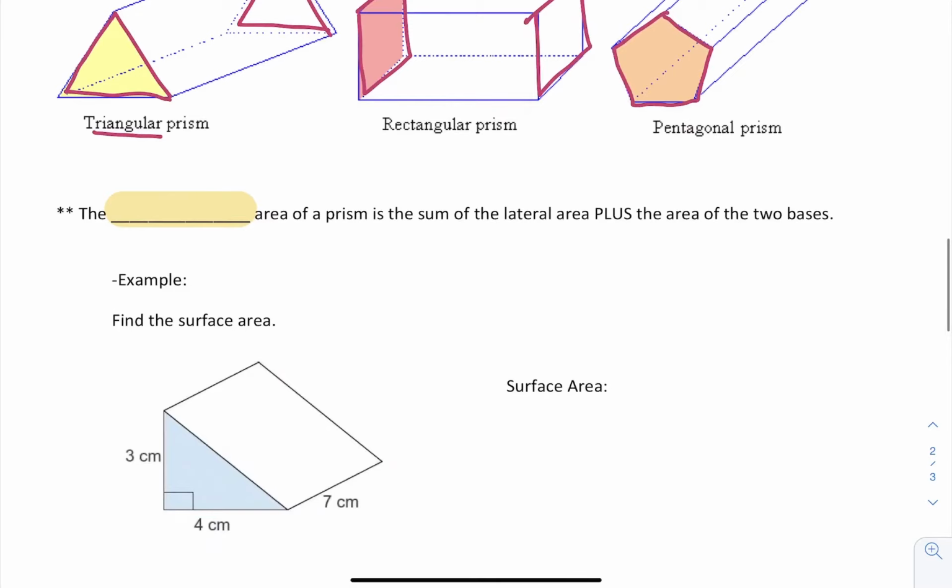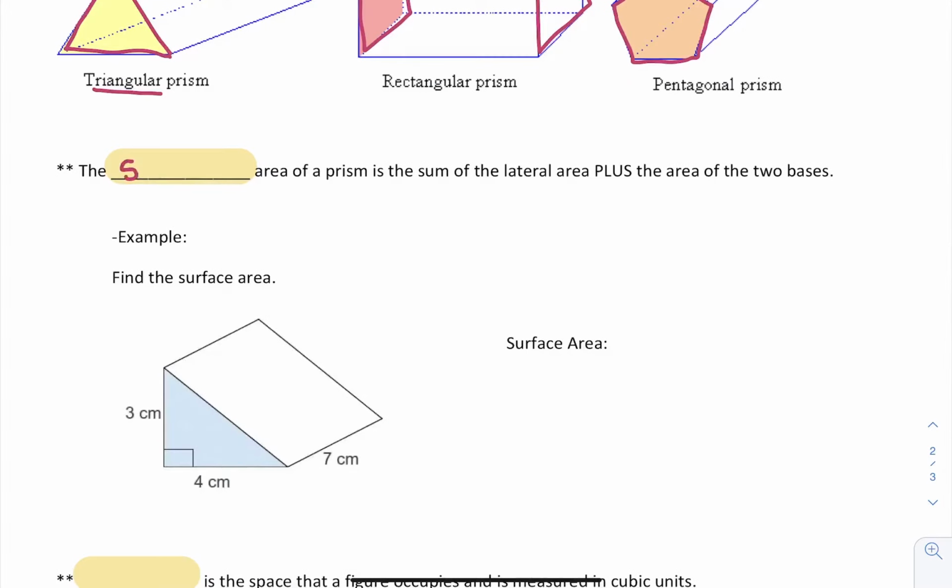Next up, the surface area of a prism is the sum of the lateral area plus the area of the two bases. We can also describe this as the sum of all the faces. The units for surface area are going to be just like we did for area. They're going to be units squared, so inches squared, centimeters squared, etc.